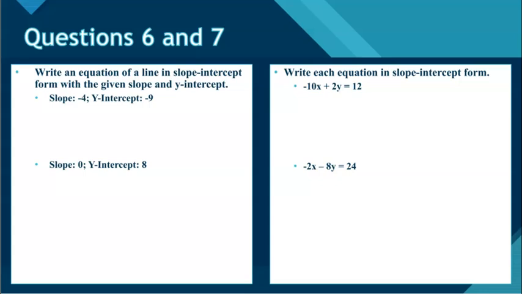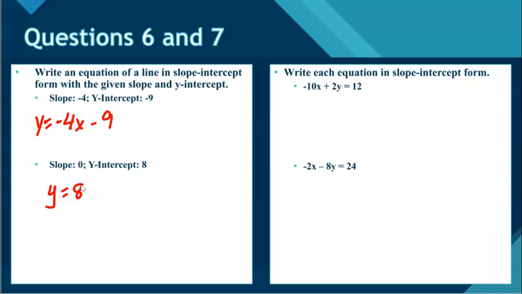Question 6. Write an equation of a line in slope-intercept form with the given slope and y-intercept. So this has to be in y equals mx plus b. So I would have y equals my slope of negative 4, x, and my b is negative 9. So that would be minus 9. The next one, I have the slope of 0 and a y-intercept of 8. That means this is just going to be y equaling 8 because you would have no slope. This is a horizontal line.